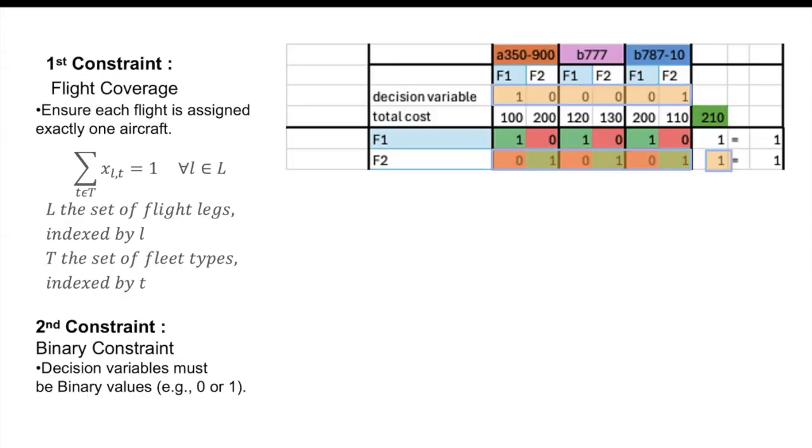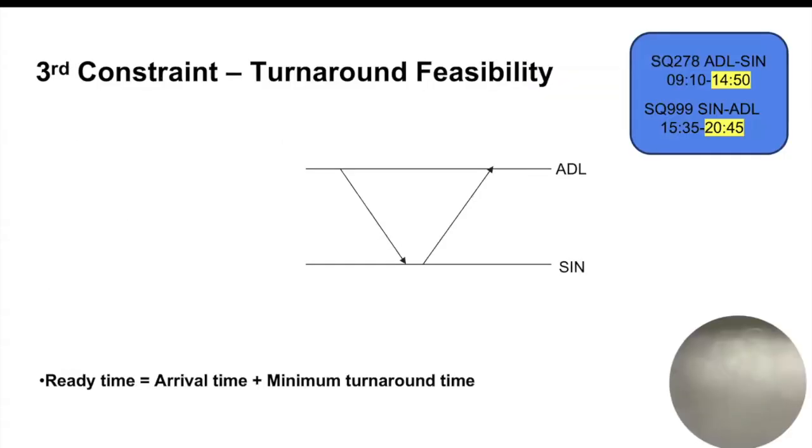The second constraint is the binary constraint, which ensures that the decision variable can only be 1 or 0. The third constraint is turnaround feasibility. If you have a flight from Adelaide to Singapore at 9:10 to 14:50 and another flight from Singapore to Adelaide at 15:35 to 20:45, you might think one plane can operate both flights, but in reality, each flight requires a minimum turnaround time for cleaning and checking before the next flight.